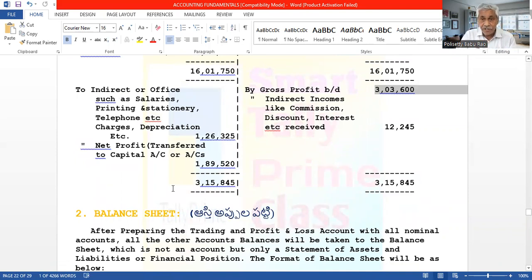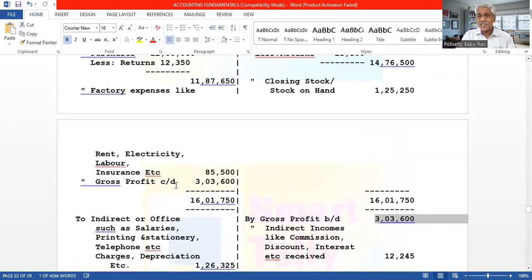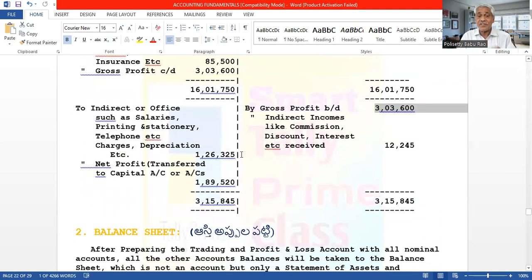So we start with the gross profit or gross loss, and then all other indirect expenses not related to production. With direct expenses, if production is more, expense will be more; if production is less, expense will be less. But indirect expenses are not connected with production or trading, whether production is more or less. For example, office salaries are fixed, not like labor. Printing, stationery and report charges we have to pay irrespective of production or trading. That's why these are called indirect expenses.